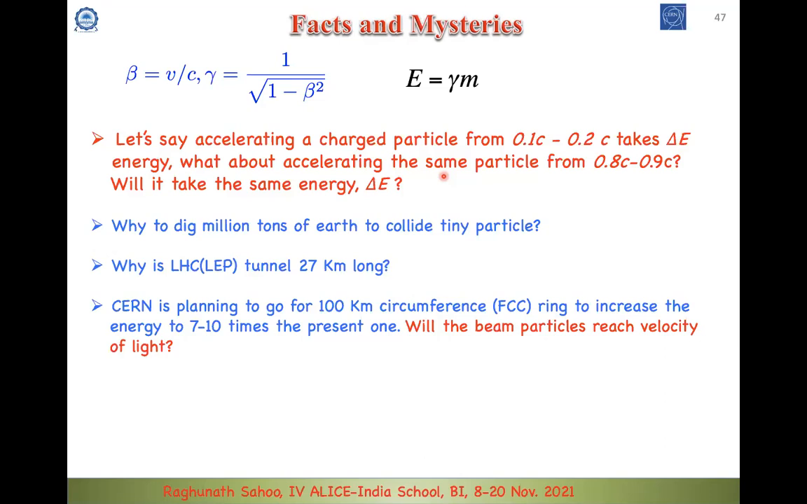Okay. And for your information, you should be a little excited to know that CERN is planning to go for a 100-kilometer circumference FCC, the Future Circular Collider ring, to increase the energy by just 7 to 10 times the present one. You see, 27 kilometers to 100 kilometers, and energy will increase by 7 to 10 times only. Okay, and will the beam particles reach the velocity of light? What is the answer? No, sir. It cannot reach the velocity of light, but still I am going with higher circumference and higher energies. What am I doing?